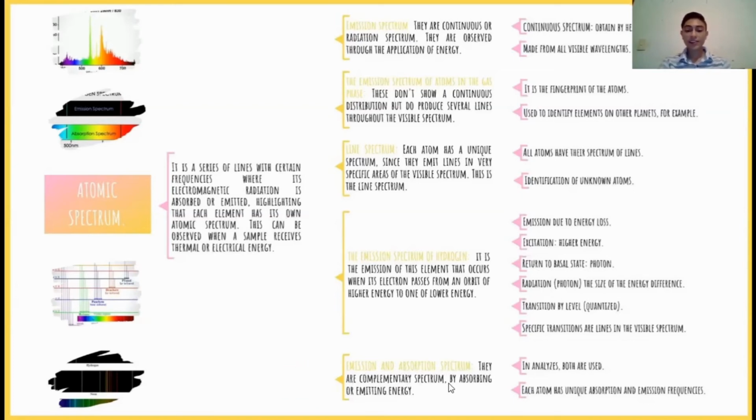They are complementary spectra by absorbing or emitting energy. In analysis, both are used, and each atom has unique absorption and emission frequencies. And in this summarized way, we conclude the atomic spectrum theme, which really has a primary relevance in areas such as chemistry or astronomy, and that must be analyzed in detail, since our technological tools have only used a law to determine how the emission spectrum of hydrogen occurs, but not of all elements in the periodic table.